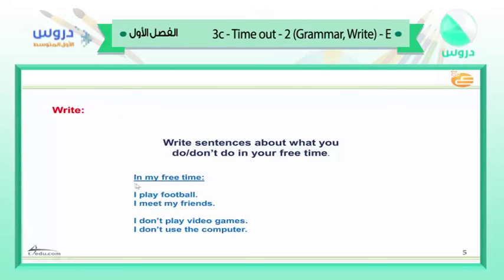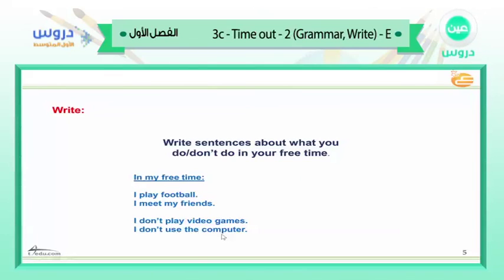For example, I wrote these 4 sentences, 2 with do and 2 with don't. In my free time, I play football. I meet my friends. I don't play video games. I don't use the computer. Okay?